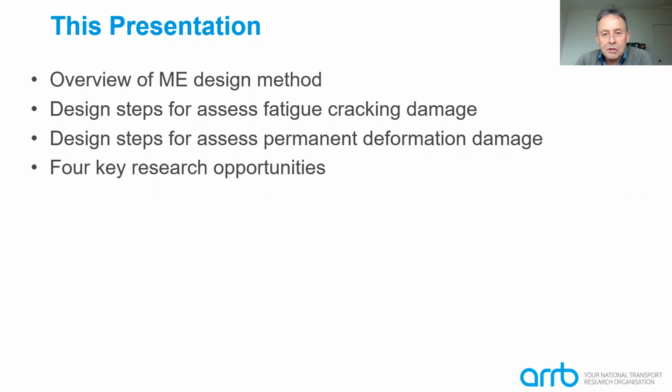Then the processes that we use, the steps in the design method, differ according to whether we're looking at fatigue of bound materials or in terms of permanent deformation damage. That's in terms of rutting. So I'll run through the design steps for each of those distress types and show the differences. And finally, what I'd like to do is just to highlight to you some of the opportunities that there are for research in pavement engineering that we've touched on during the course of these 6 weeks. So I'll just run through some of the ideas I have about areas that might be of interest.